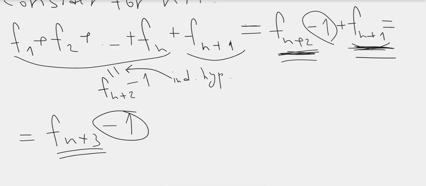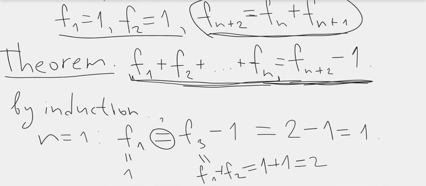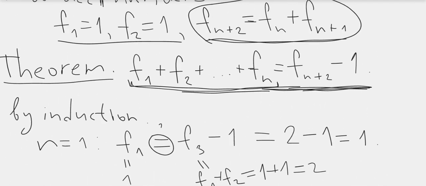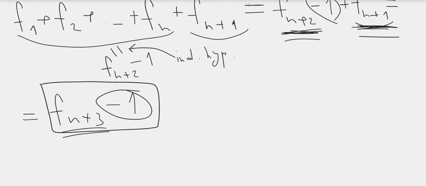So on the right side, this is exactly the result that we need for n plus 1 in the original formula. So basically this concludes the proof.